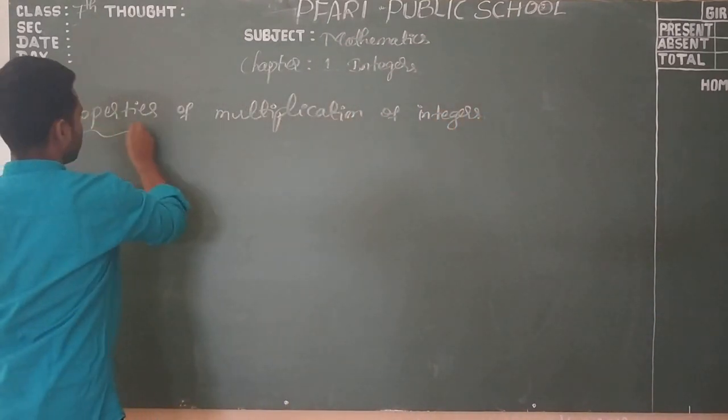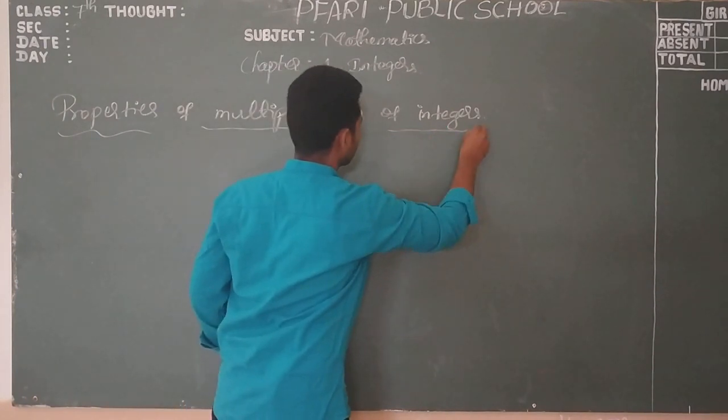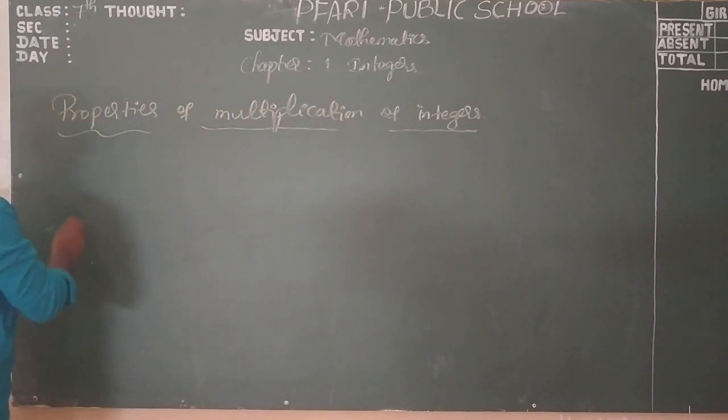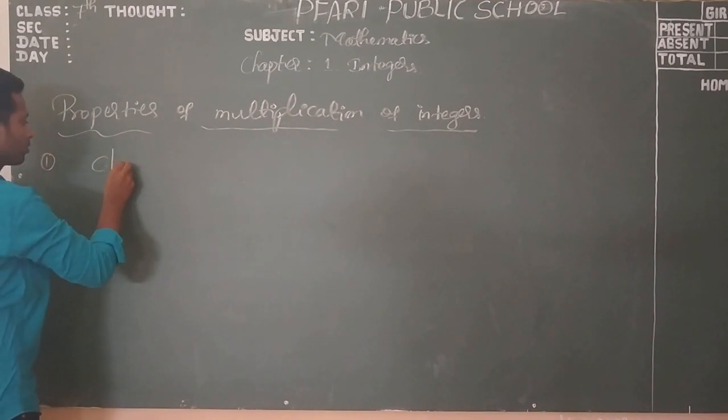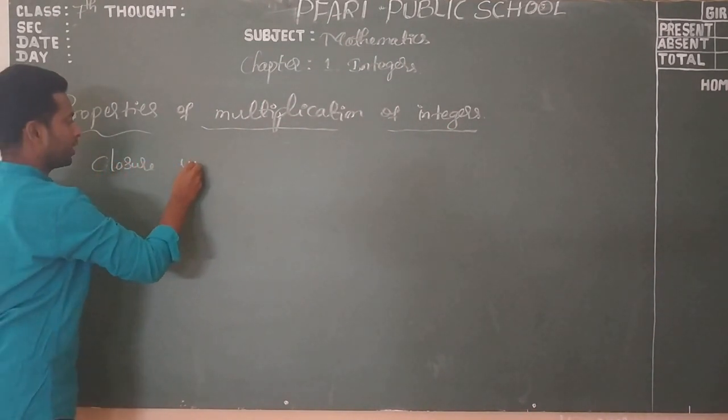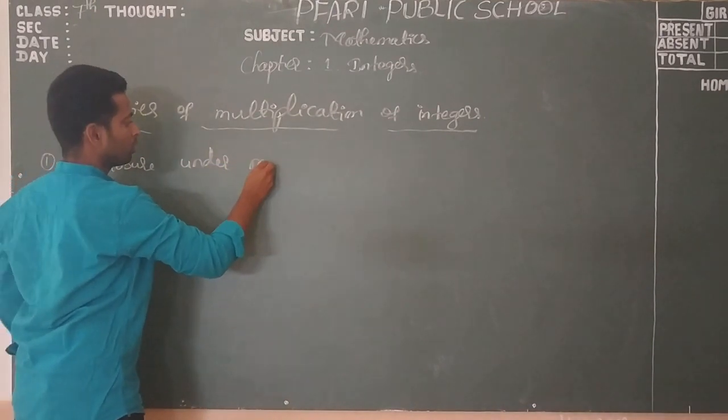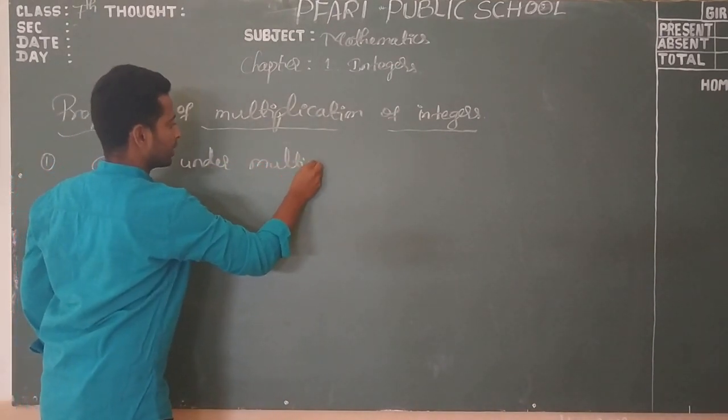Properties of multiplication of integers. Okay. The first one is closure under multiplication.